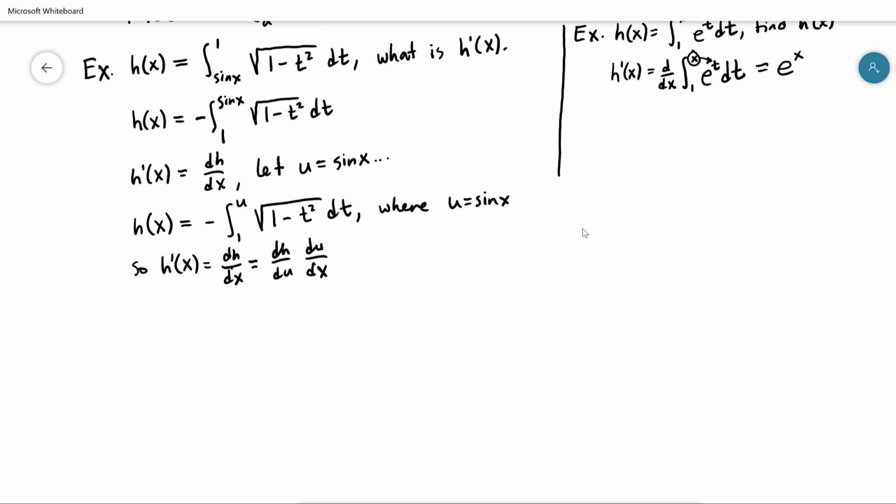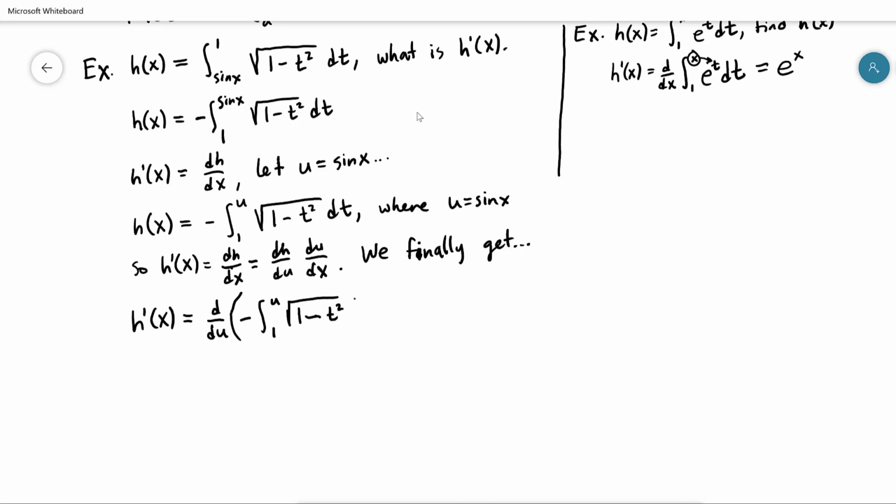So we finally get the following. When I find h prime of x, which is the goal of this problem, it is the derivative with respect to u of h. And h is this mess right here with the u dependence built in. So it's d du of negative the integral from 1 to u of the square root of 1 minus t squared dt. That is just this part. And now I need to multiply that by du dx.